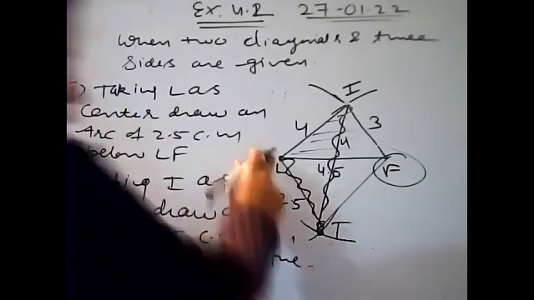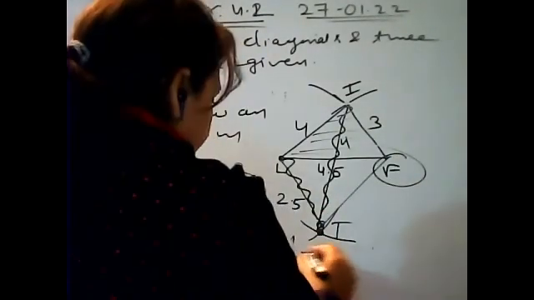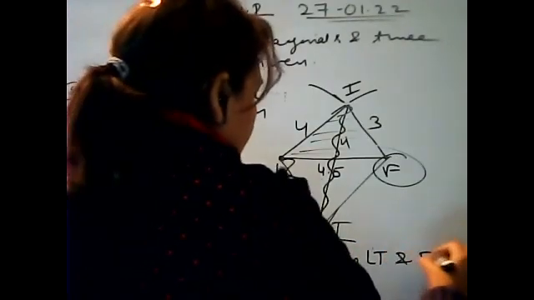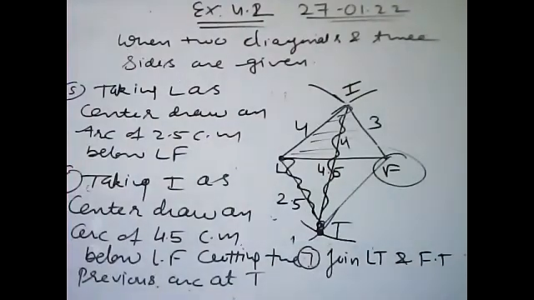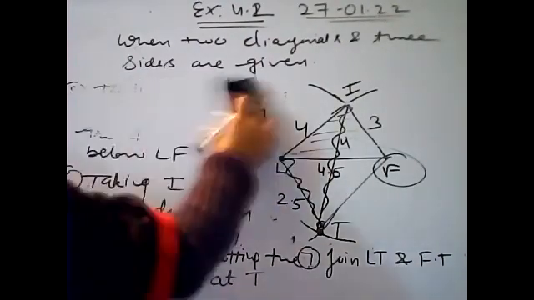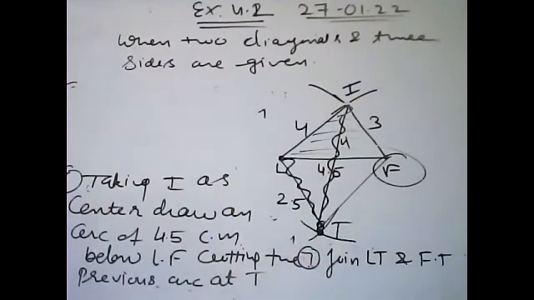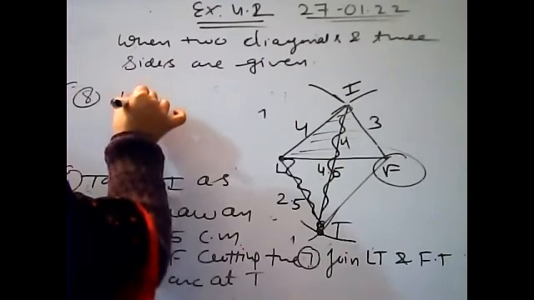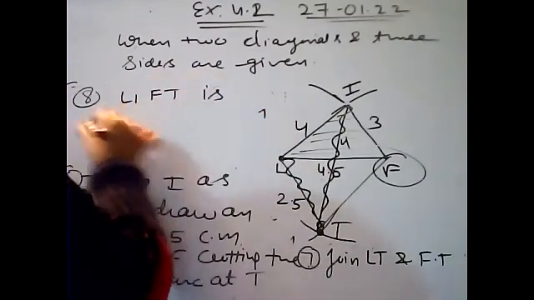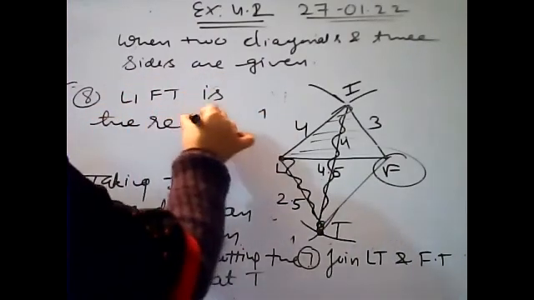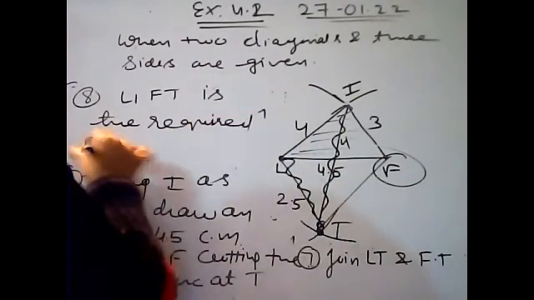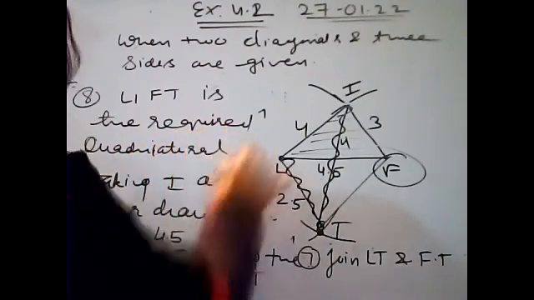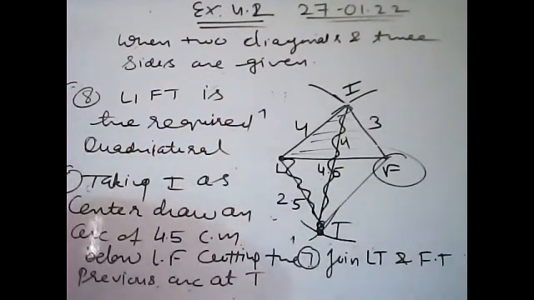Next, join LT and TF. So here, we did not use any property, we simply drew. So next, LIFT is the required quadrilateral.